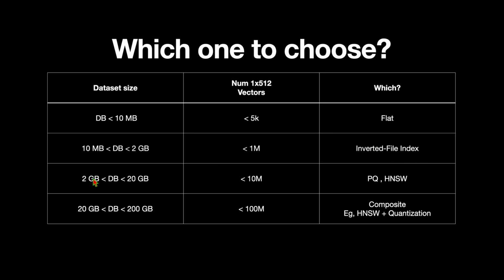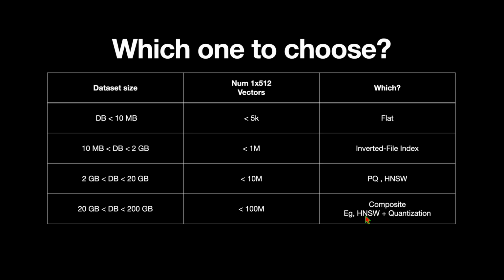But as the size of the data grows, for example, between 2 GB and 20 GB, which is equivalent to about 10 million vectors or less, then product quantization or HNSW is going to be the go-to approach for you. But if you have even more data than that, for example, around 200 GB, which is about 1 million vectors, then a composite approach will be quite suitable.